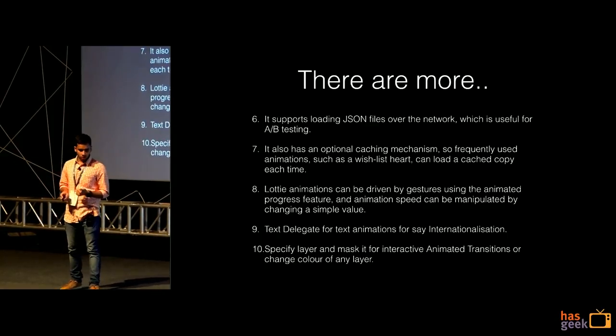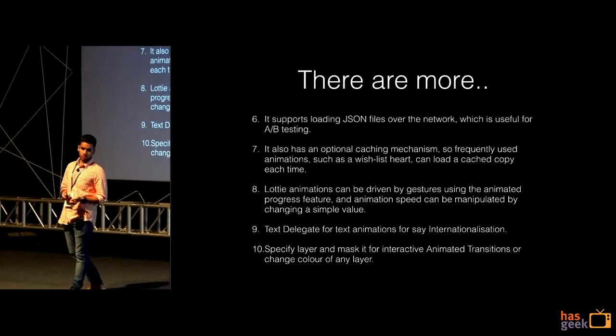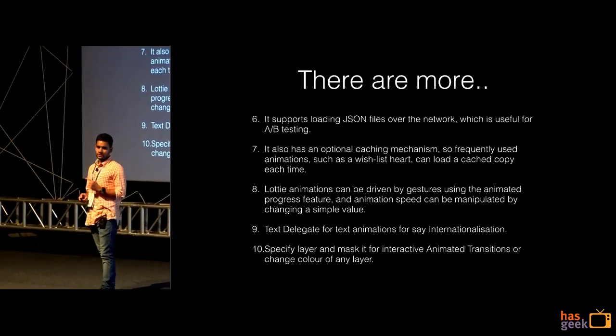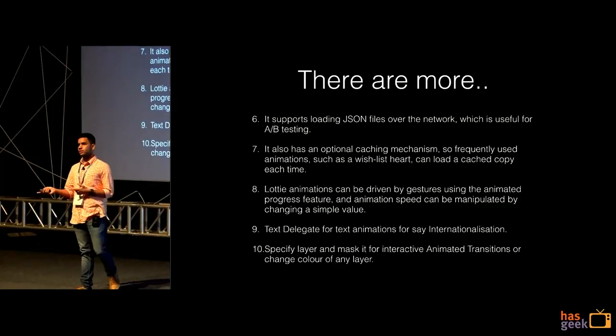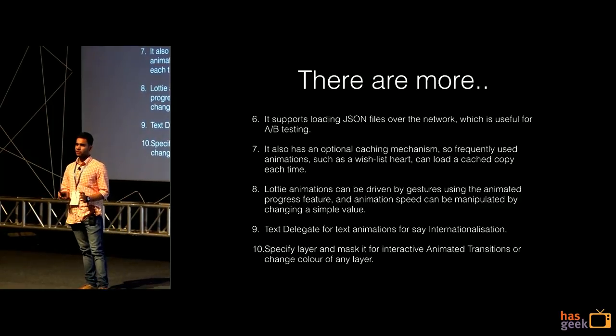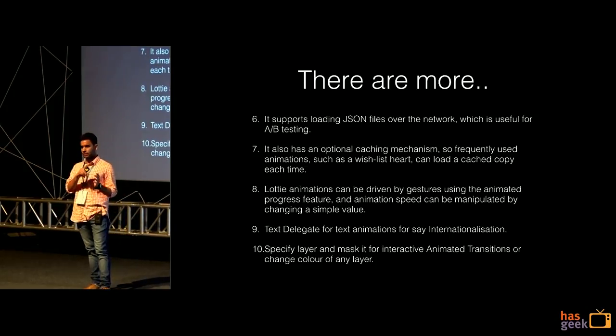And there are more. It supports JSON files over the network. Like I told you, we can load the JSON into a JSON object, which is also useful for A/B testing. It has an optional caching mechanism, and Lottie animation can also be driven by gestures, like I told you. For a splash, you can see the Lottie sample. They have done a pretty good job. You can just go next, and it animates.